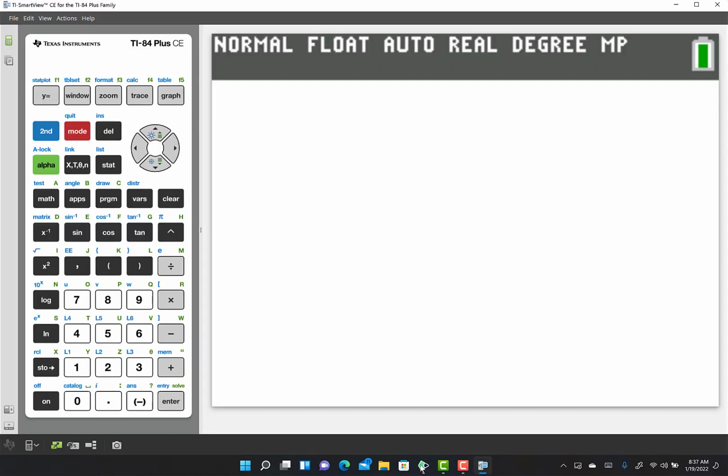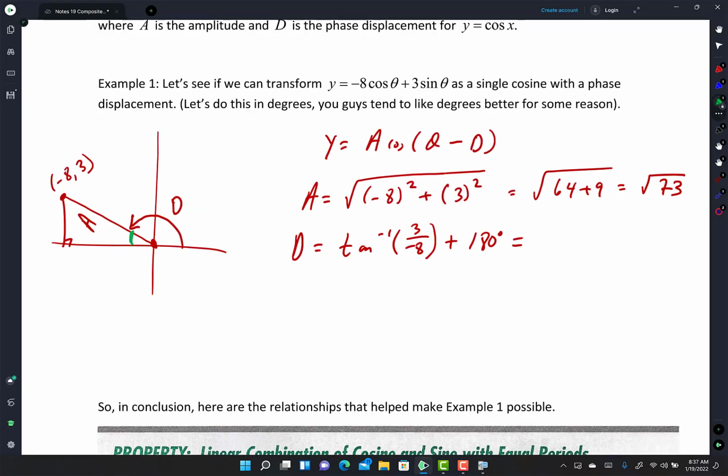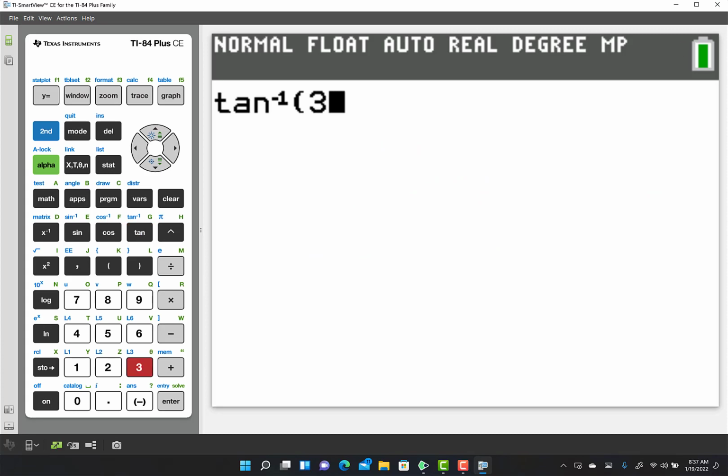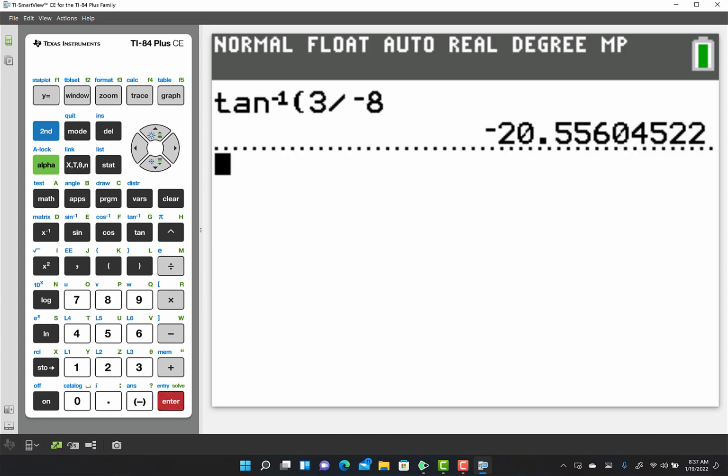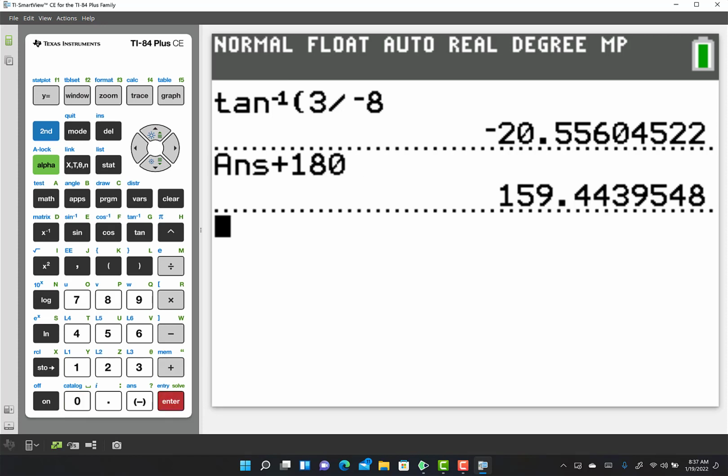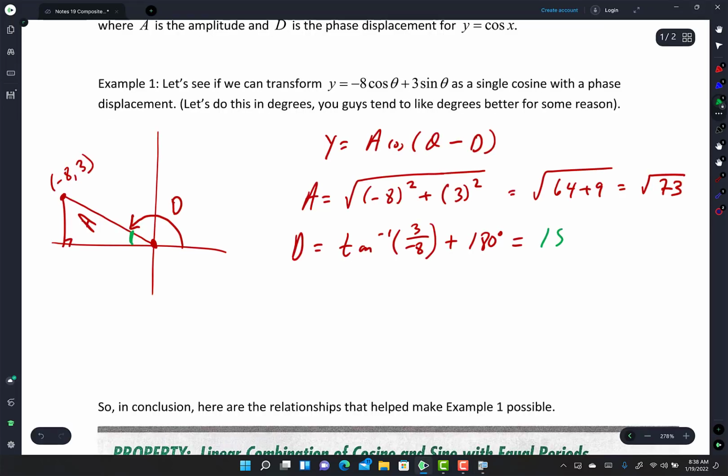So here we go. Second arctan, and it was 3 over negative 8. 3 divided by negative 8. Like we said, it gives us an answer in quadrant 4. We don't want that negative 20, so I'll just go plus 180. And there it is, that's the angle I want: 159.44395.